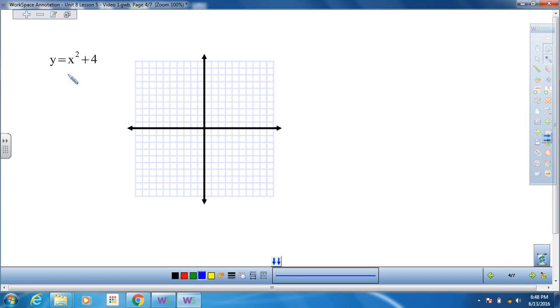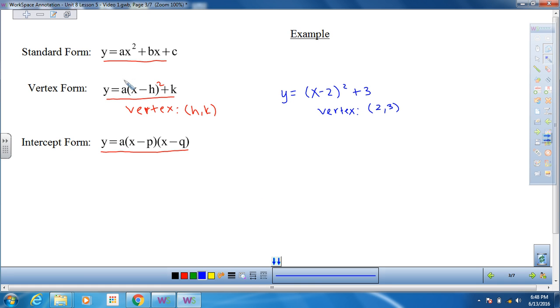Okay, so I have y equals x squared plus 4. Let's go ahead and make a table, and then we'll talk about the pattern. So vertex form has this a in front, and as long as the a is just 1 or negative 1, then you can use the pattern. If it's not, then we'll just have to make a table.